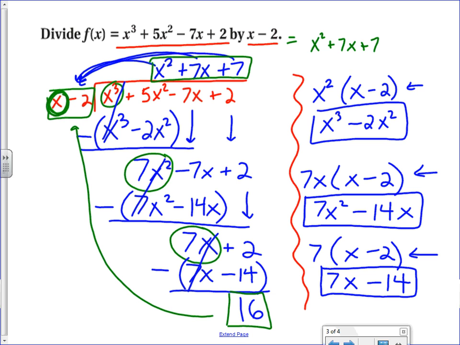Because the 16 is positive, we write our remainder as a plus 16. If it had been negative, we'd write it as minus 16 over x minus 2, which was our divisor. This whole expression is the answer to our division problem.